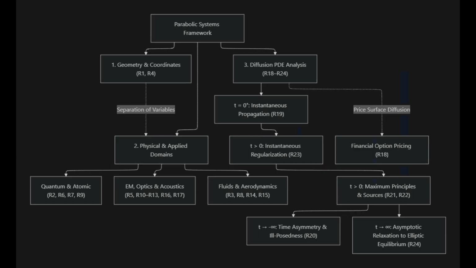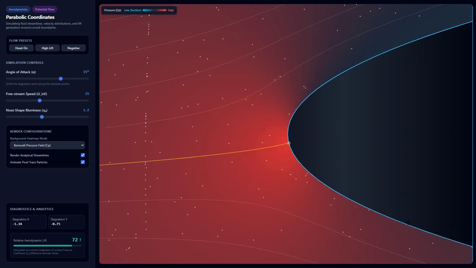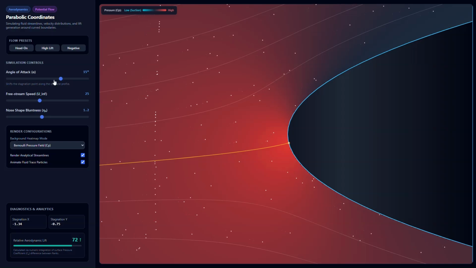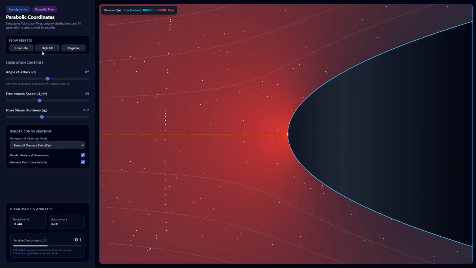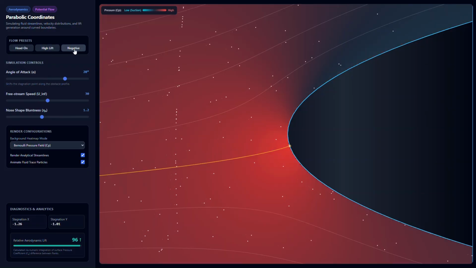Introducing an angle of attack dynamically alters this balance, shifting the zero-velocity central stagnation point downward along the windward flank and forcing the fluid to accelerate rapidly over the upper leeward flank.